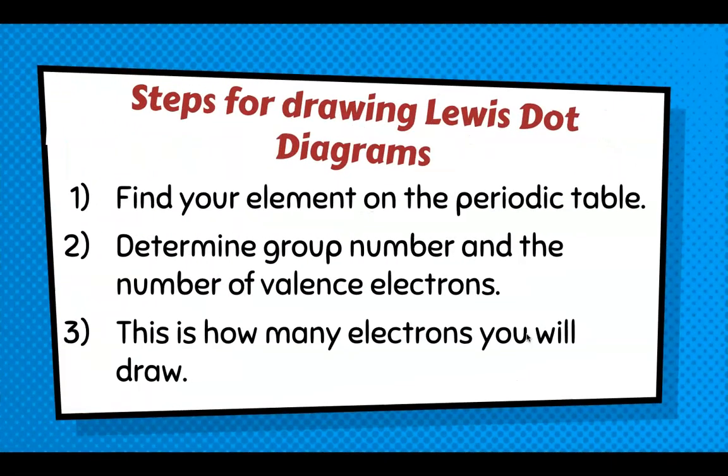I would also like you to understand Lewis dot diagrams because that's going to be helpful. So let's just briefly review those. For Lewis dot diagrams, what you do is you find the element on the periodic table, you determine the group number, and that will tell you how many valence electrons that element has.